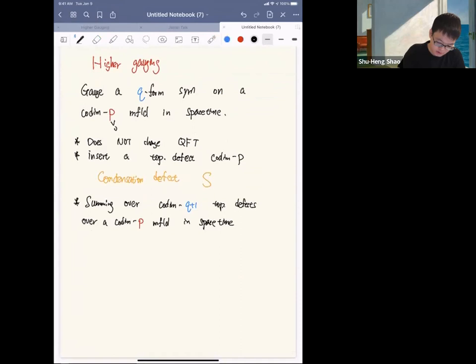Okay, so this is what I meant by higher gauging. It doesn't change the bulk QFT, but it inserts a topological defect. Because we are summing over codimension Q plus one topological defects on a codimension P manifold, the dimension of this has to be smaller than that, and therefore the codimension has to be greater than that. So let me write that inequality down. Higher gauging only makes sense if Q plus one is greater than or equal to P.